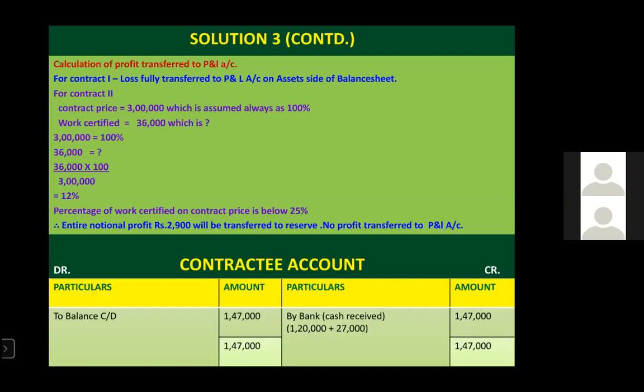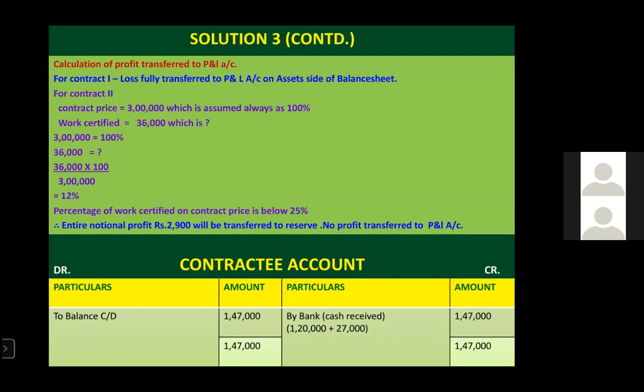For this calculation, as I already explained, two concepts must be compared. The contract price is always assumed as 100 percent, and we need to calculate the work certified percentage. So 3 lakhs is equal to 100 percent, which means 36,000 is equal to what? We get 12 percent. So we will not be able to transfer any amount of profit to the P&L account because it is below 25 percent. So the entire notional profit 2,900 will be transferred to reserve. No profit is transferred to the P&L account. We need this calculation, and simultaneously we will finish the contract account.